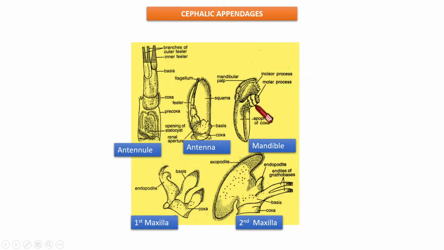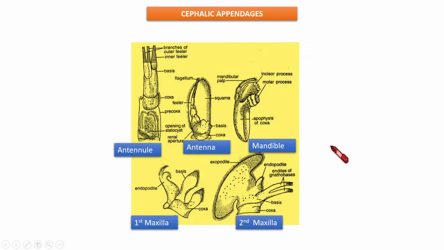And the third one is this mandible. Mandible is the teeth. It helps this Phineas to chew its food, to crush its food. So it is a teeth one. That is mandible. And behind that we can see the first maxilla. It is a three-lobed, leaf-like structure. And behind that we can see the second maxilla. This is also a leaf-like structure. These are the cephalic appendages.